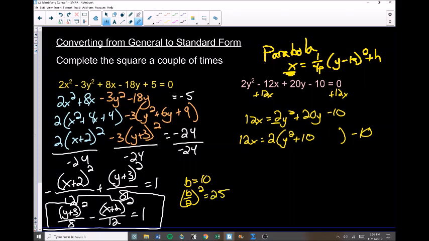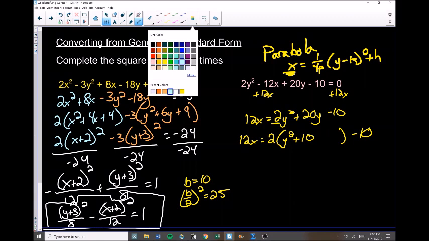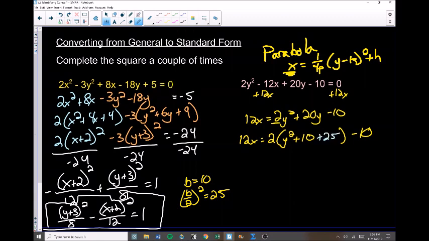squared is 25. So I'm going to change colors for this, probably should have changed colors there. I'm going to add a 25 here, which is really the same as adding a 50 over here. And you might recognize, you don't actually need to add the 50 over there. What I could also do is just subtract the 50 from here. Adding a 50 here and subtracting a 50 here is the same as not doing anything, like I added 0. So I add 50, subtract 50.